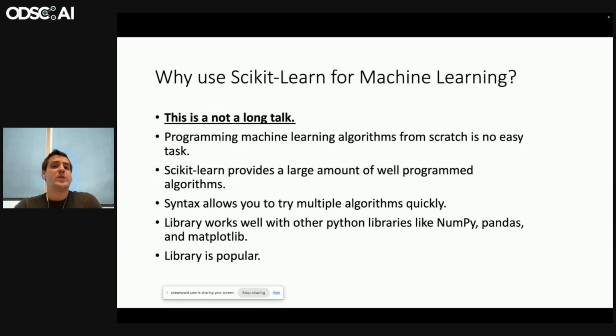And as far as why we're using Scikit-learn for machine learning today, frankly, this is not a long talk, and I want to be able to quickly translate the theory to the application. Programming machine learning algorithms from scratch is really just no easy task. I'm literally reading out the slide here.